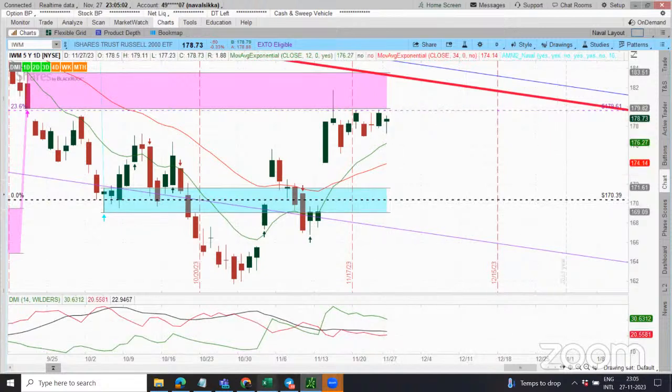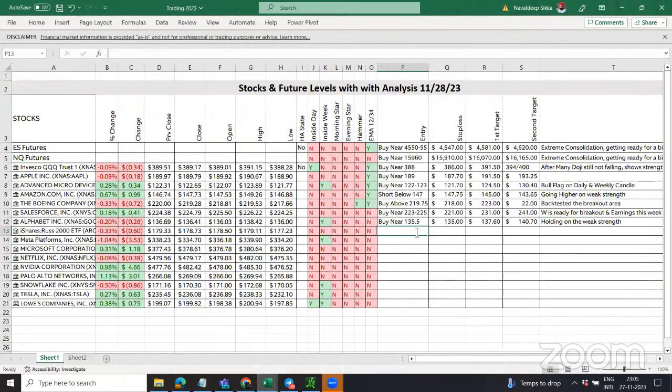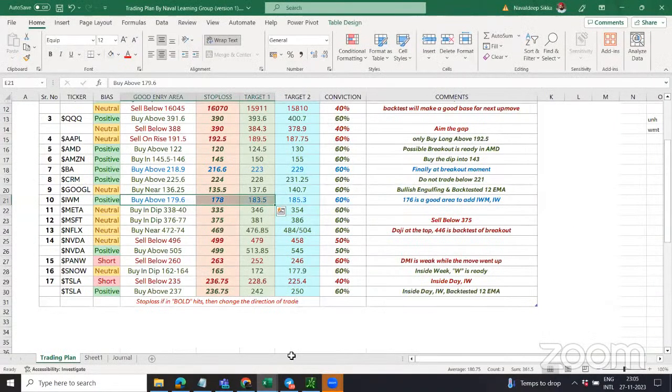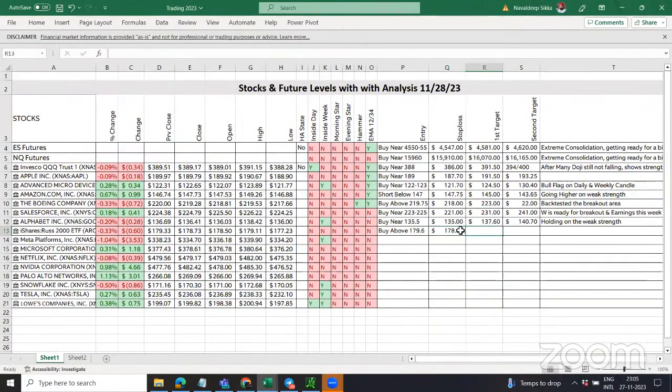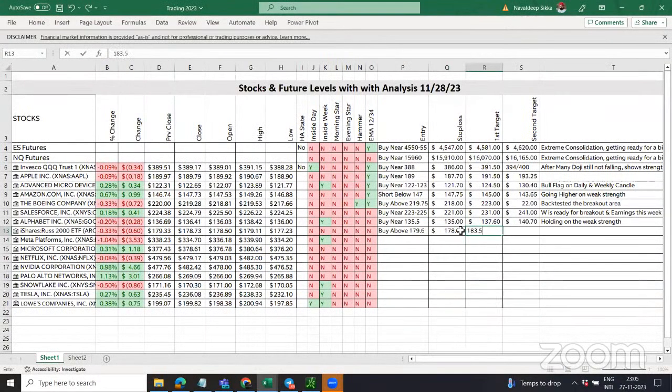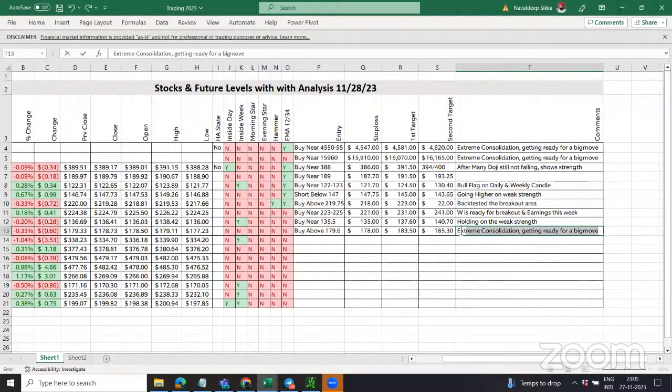So once we clear 179.60, I want to buy above 179.60. Stop loss is, let's copy the same levels, easier. 178. Target is 183.51, 185.30. Again, extreme consolidation. So you see, indexes, futures, and IWM, they are getting tighter and tighter, and it's getting ready for a bigger move.